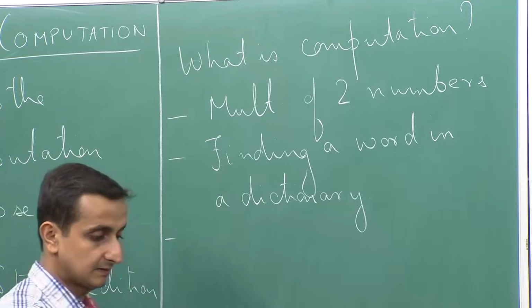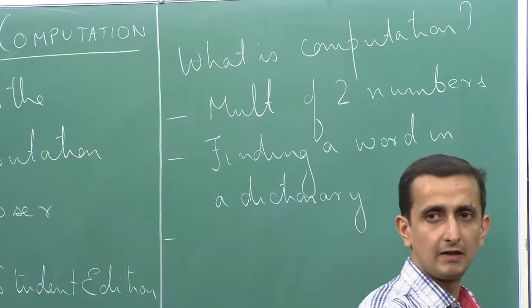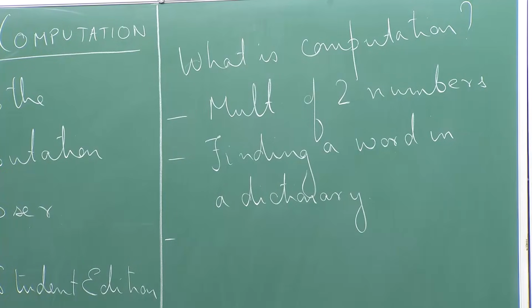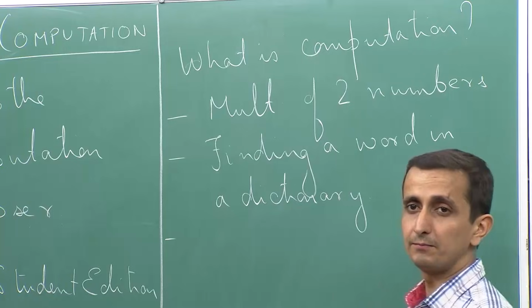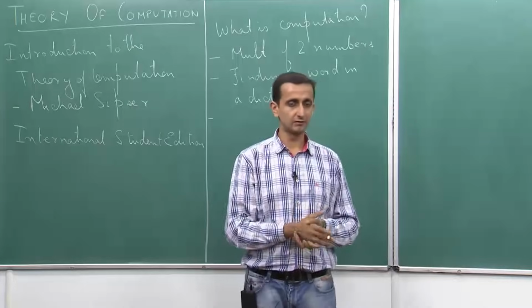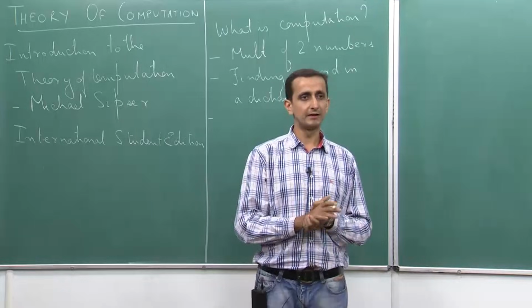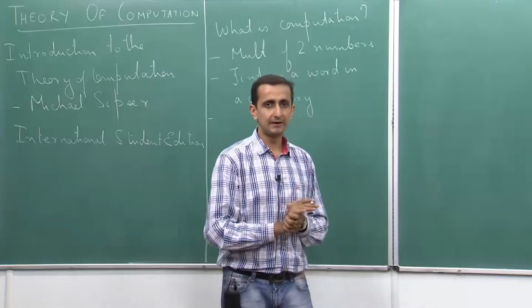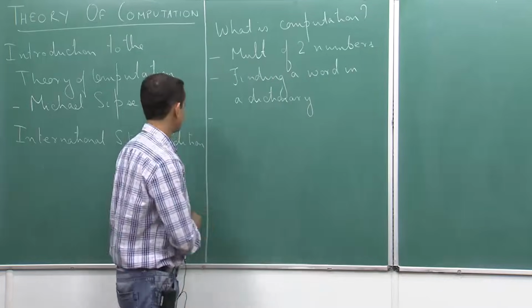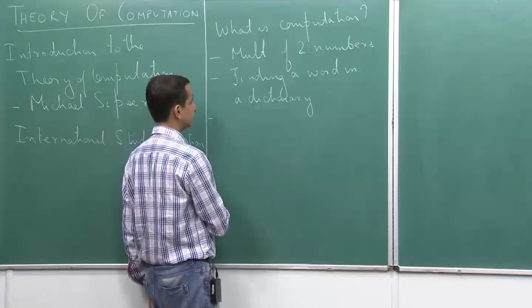Another example is suppose you are given a graph and you are given two fixed vertices in the graph, let us say S and T, and you want to find out whether there is a path from S to T in the graph. This is popularly known as the graph reachability problem, and this is another example of a computational problem.